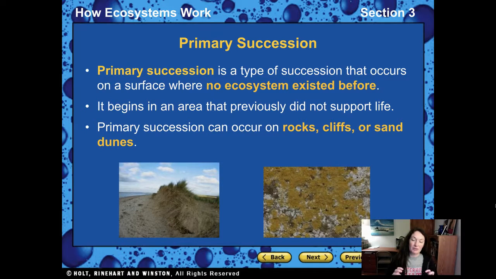You've got to have those producers there capturing sunlight and making that fuel available for higher organisms on the food chain. So primary succession, the word primary, if you think of as first, that is first succession. So there's never been an ecosystem before. It's the first time that it's happening.